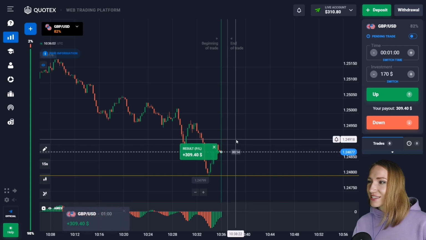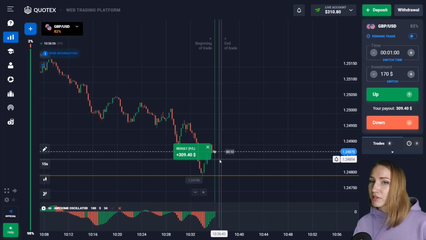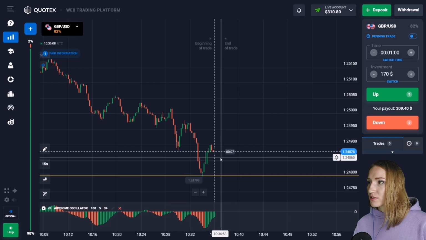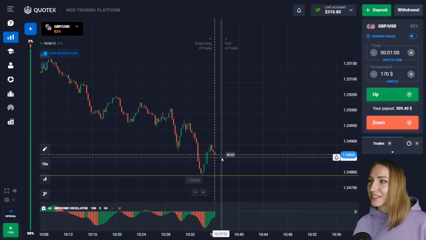So guys, it's very interesting. There was the small pullback up and we closed this trade profitable. So 1 minute was enough for that. The indicator also showed a very good entry point in this situation, so we can continue our trading.